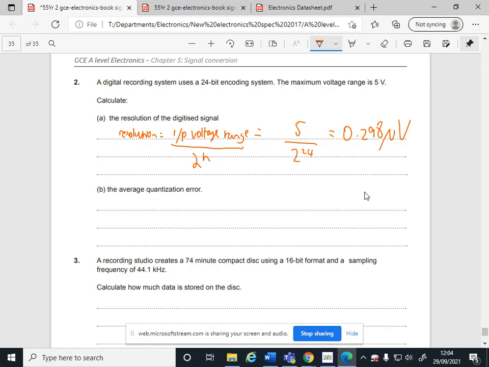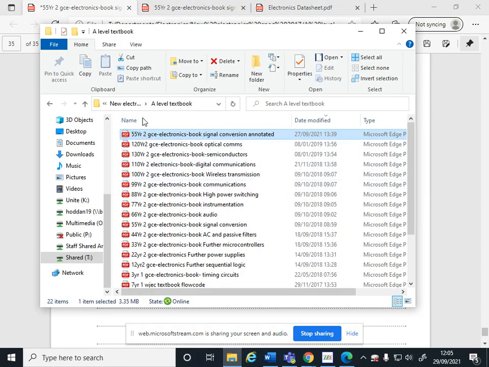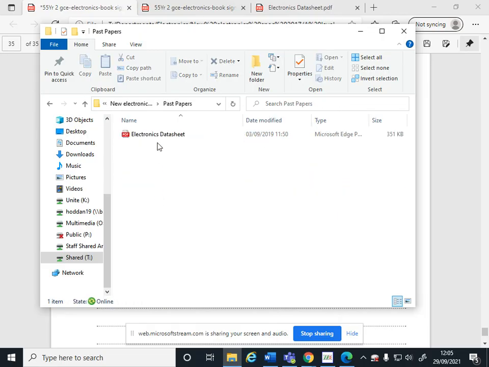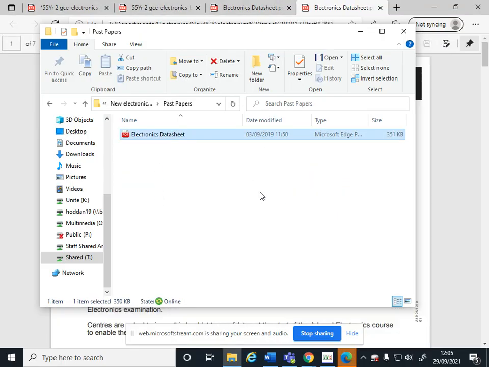Quantization error, that's basically half of the resolution. So it's dead easy. I believe that's on your data sheet. Half resolution. That's going to be resolution divided by 2. In this particular case, that equals 0.149 microvolts. I'm just going to check your data sheet. It should be in here. Let's just check your data sheet, see if that is on there or not.